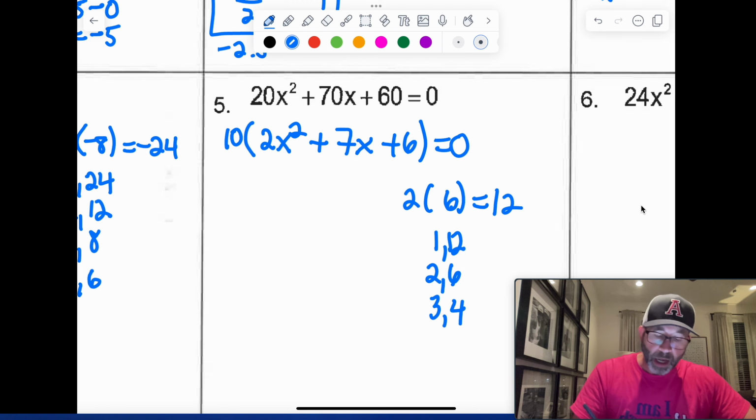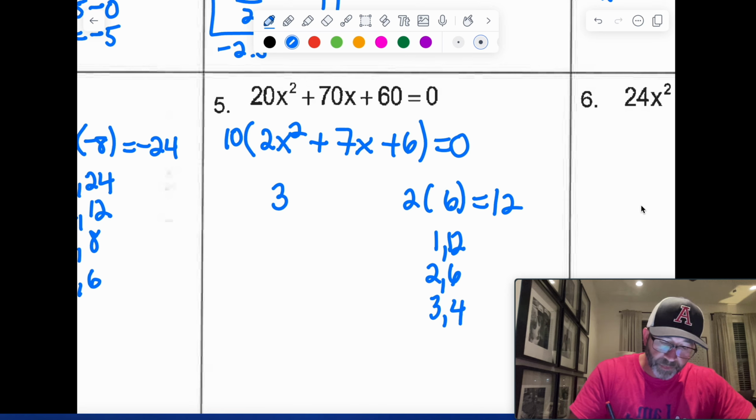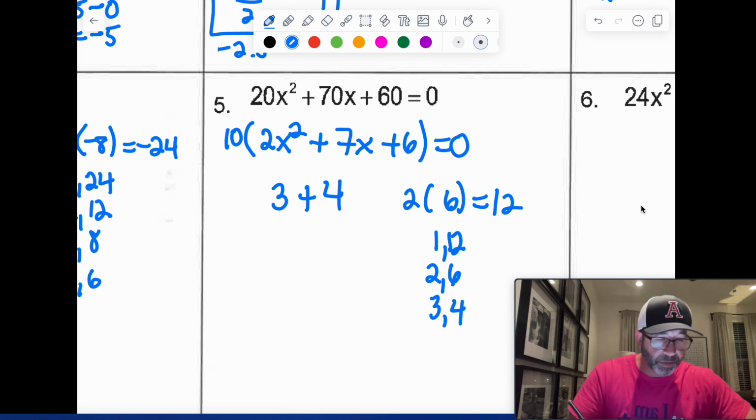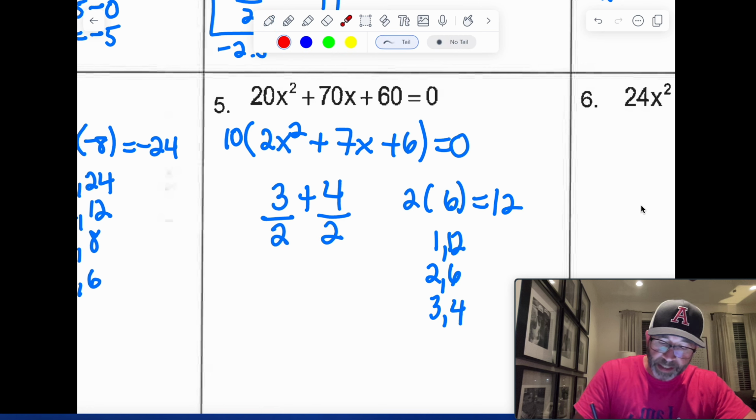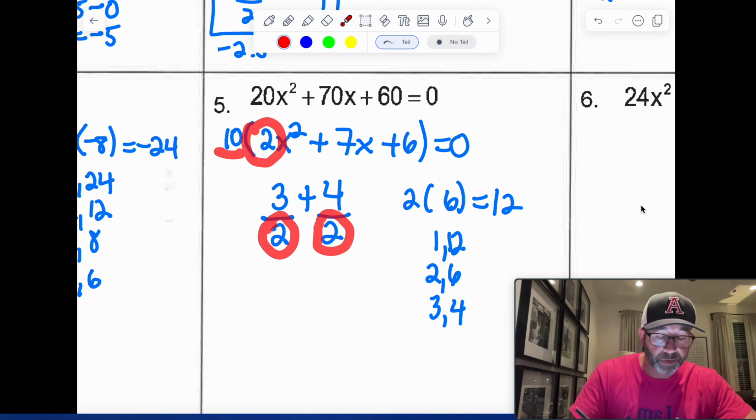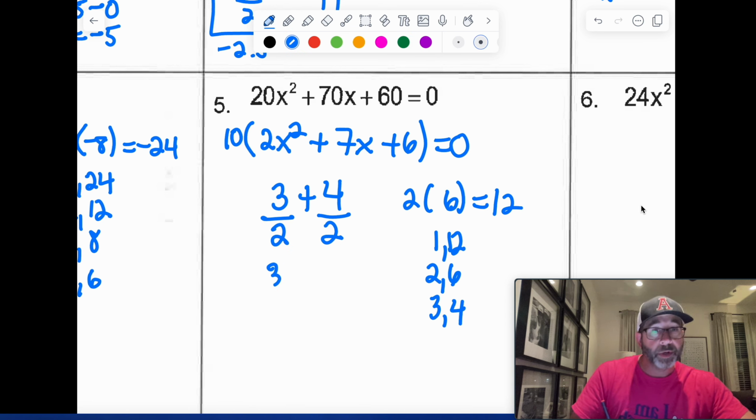3 and 4 obviously will add up to 7. So 3 plus 4 is 7, and 3 times 4 is 12. We're going to divide by my a value. My a value in this is equal to 2 now, because we factored out that 10 that's there. So that's the value that we're going to use in this. 3 over 2 is the reduced fraction. 4 over 2 is the reduced fraction.